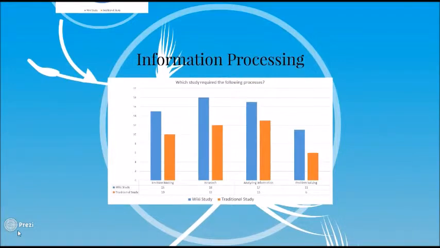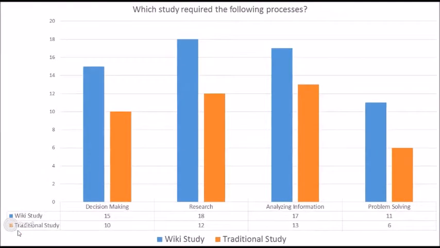Another example of rigor is requirements of information processing. Here you can see that the wiki study leads in all areas including decision-making, research, analyzing information, and problem solving.